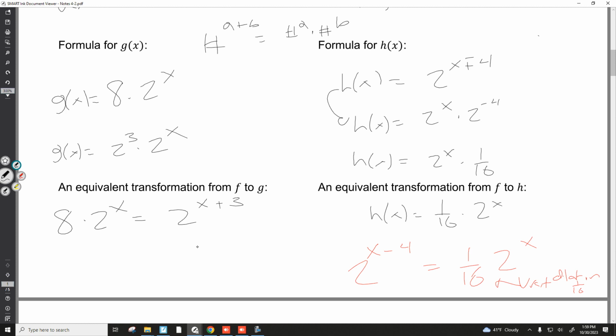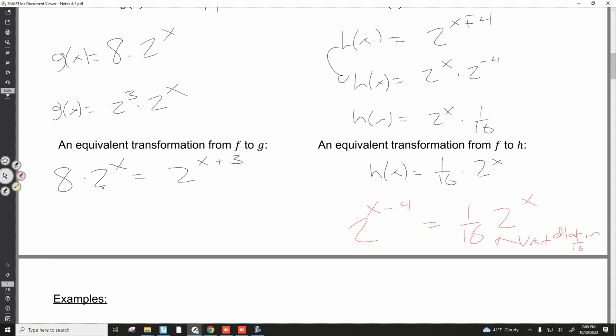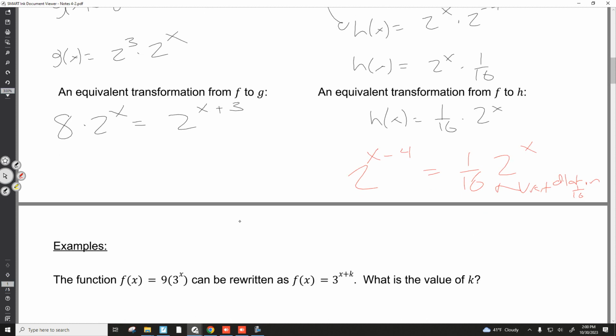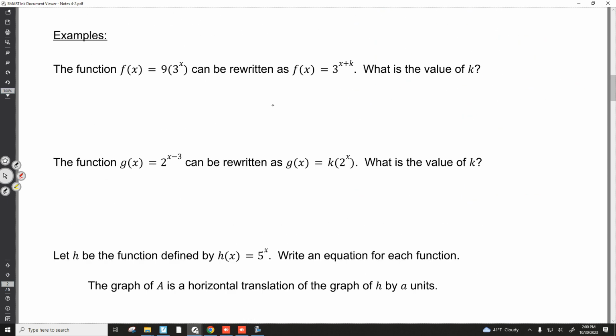And this is just kind of us understanding and using exponent properties. So we know multiple ways to handle things. Exponent properties are very important in mathematics to simplify things. And it's a cool thing that can show equivalent transformation. Not always will we just ask you what is the transformation. We'll sometimes say, hey, 9 times 3 to the x can be written as 3 to the x plus k. What's k?